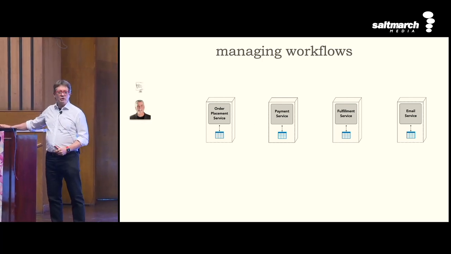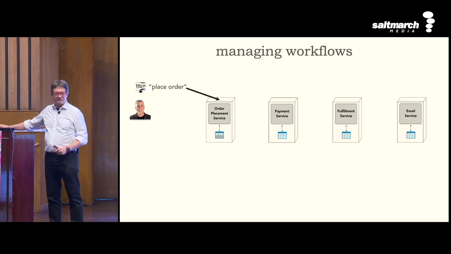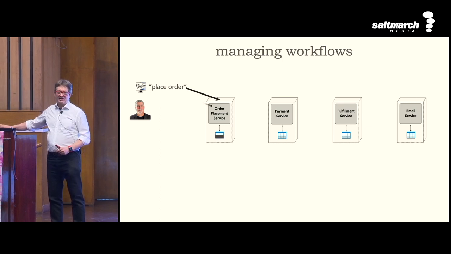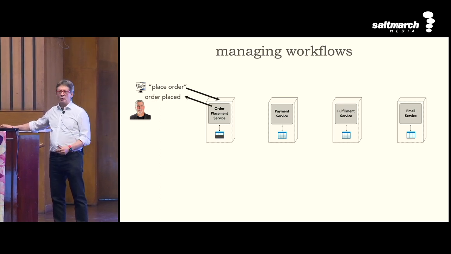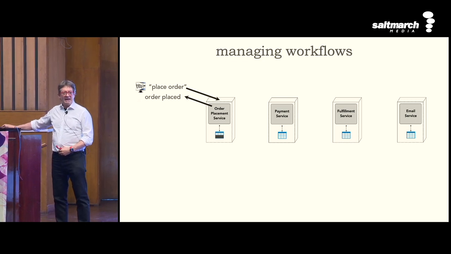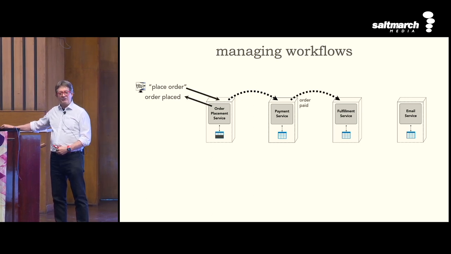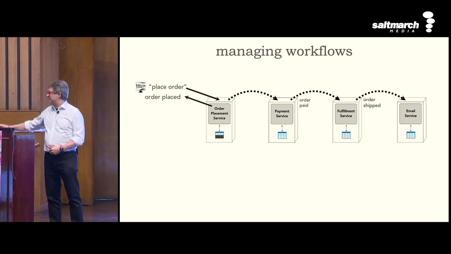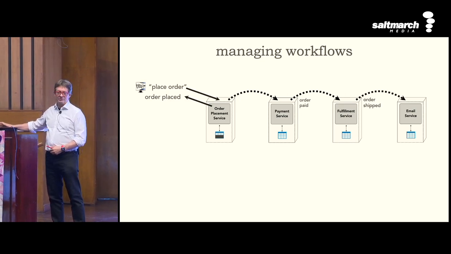Here, Mark is going to access the order placement service, which will place that order, update its table, and then say, okay, Mark, your order is placed. Now it'll asynchronously chain over to the payment service and say, would you please apply that payment for me? Once the order is paid, it goes over to the fulfillment service. Would you fulfill that for me? And then it goes to the email service and says, send Mark an email telling him your book is on its way.